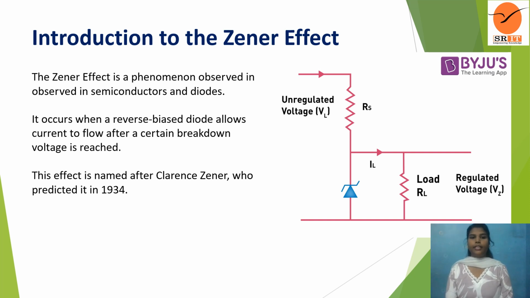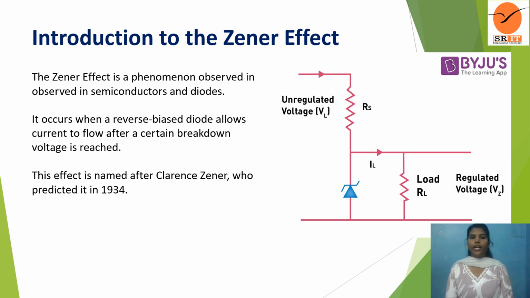Introduction to the Zener Effect. The Zener effect is a phenomenon observed in semiconductors and diodes. It occurs when a reverse bias diode allows current to flow after a certain breakdown voltage is reached. The effect is named after Clarence Zener, who predicted it in 1934.